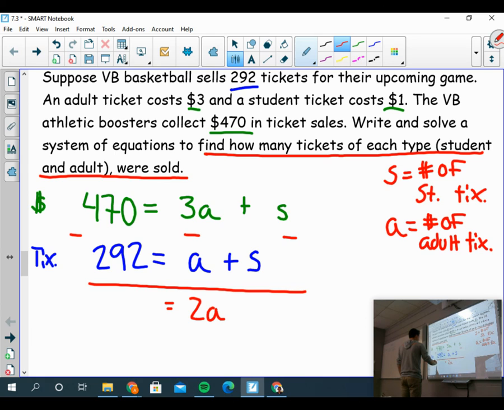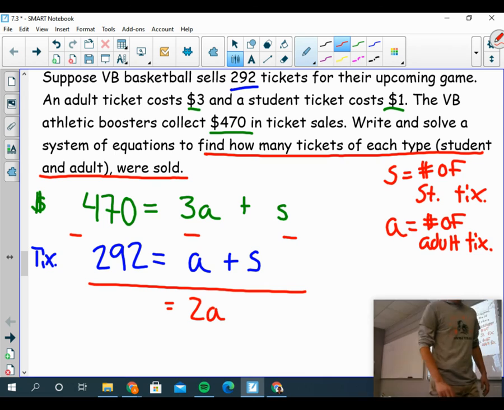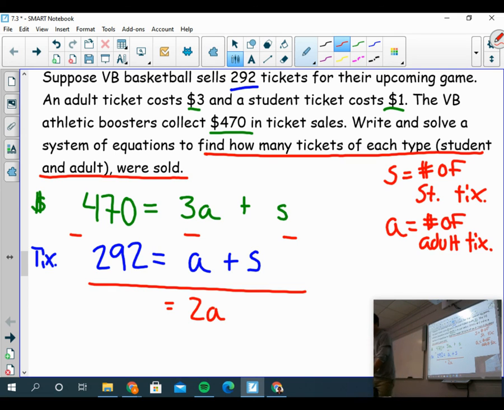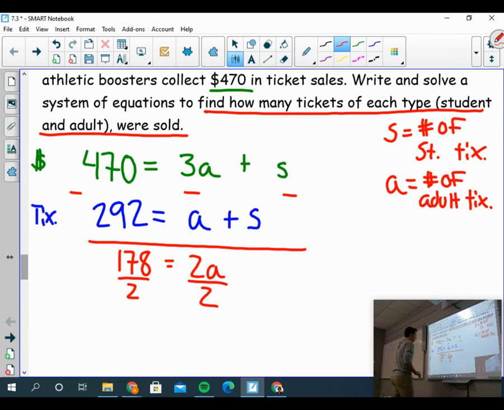And so when we do that, we end up with 470 minus 292. I believe it's 178, but let me check my work. We end up with 178. And again, we are now on our way. We have a very easy one variable equation to solve. 178 divided by 2 will be 89. And that is the number of adult tickets we sell.